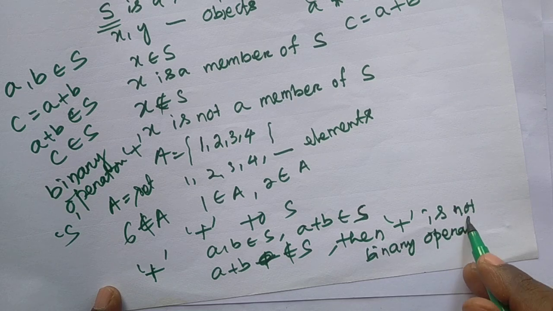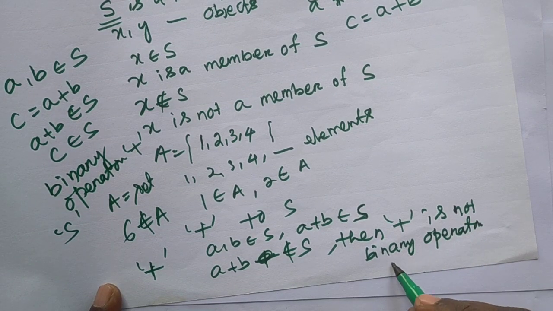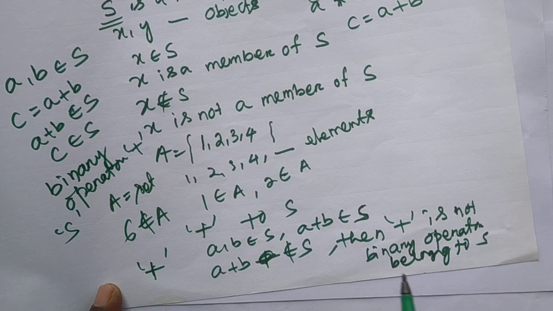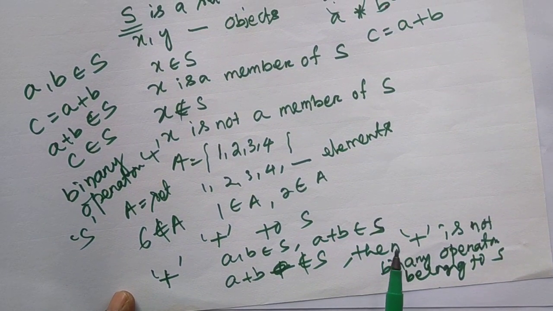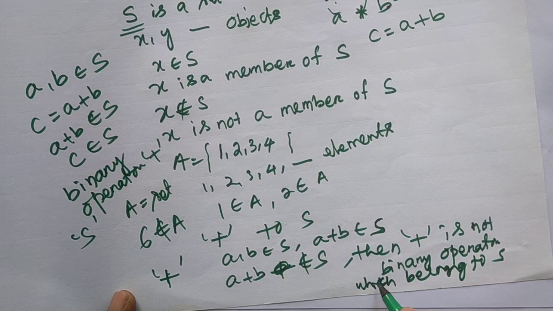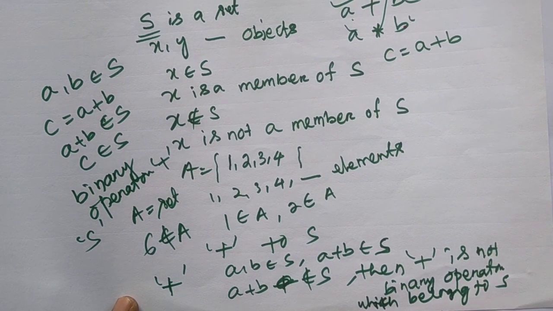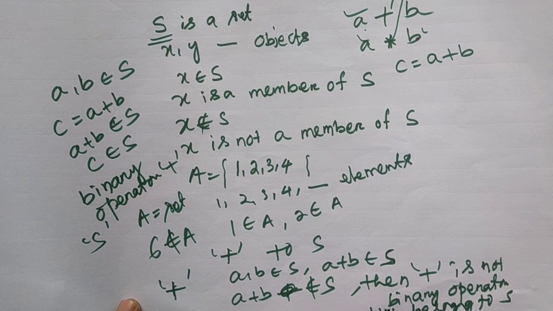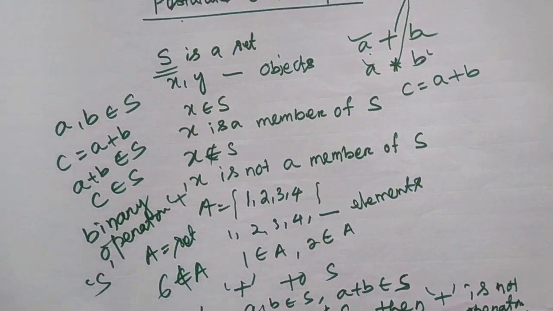Binary operator, belongs to S. This is the basic concept. If the result belongs to S, it means it is a binary operator on set S. Okay, this is the basic concept.